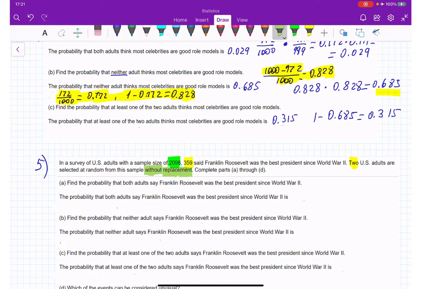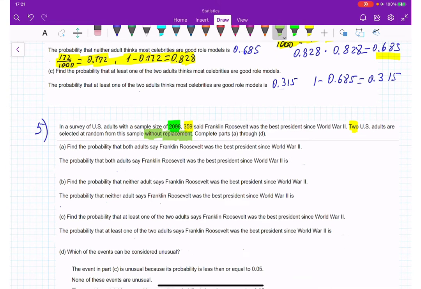So we need to complete parts A through D. You know, guys, to understand how to solve these word problems, you need to watch the video lecture about probability, which is 3.1, 3.2. Okay, A: find the probability that both adults say Roosevelt was the best.